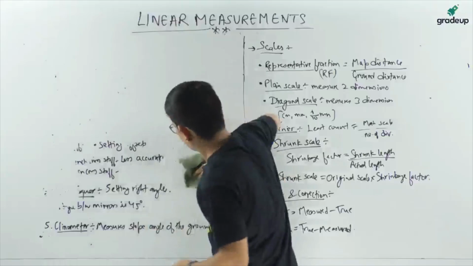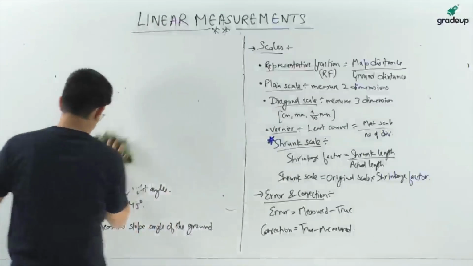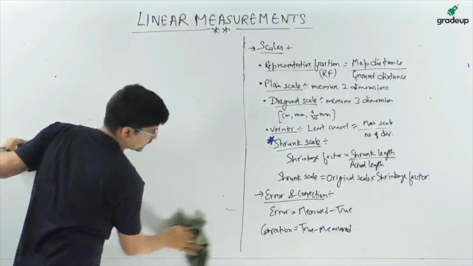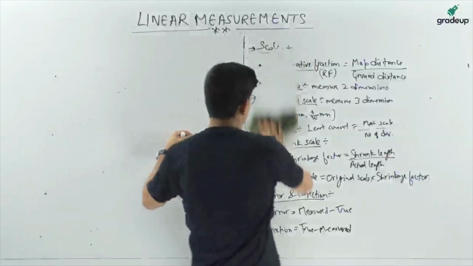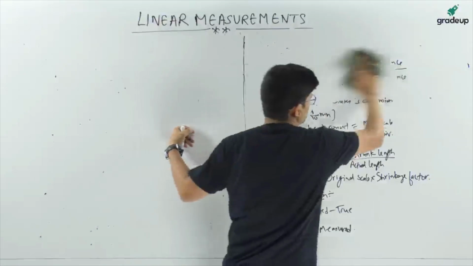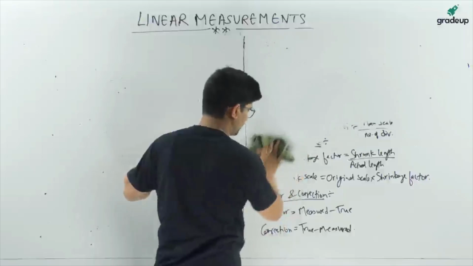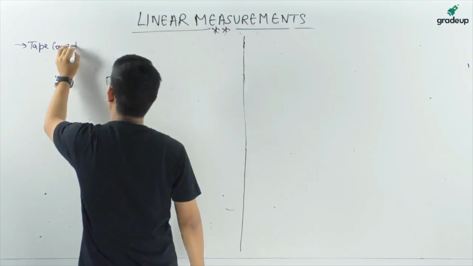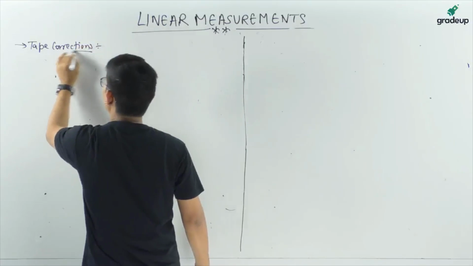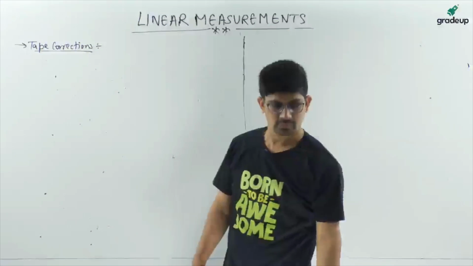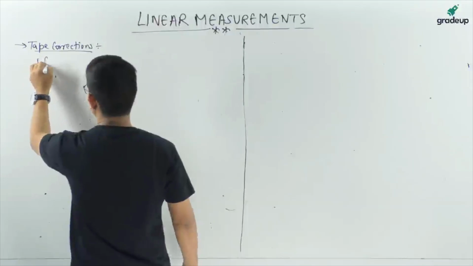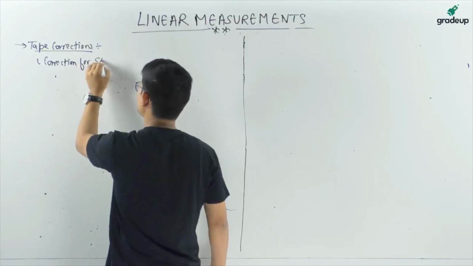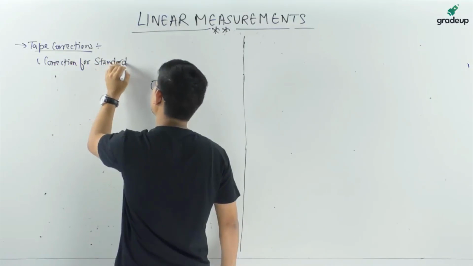tape corrections. From this chapter in objective, most number of questions will be from these tape corrections. Okay, tape correction and shrunk scale. So you should have a good and accurate idea of all the types of corrections. Tape corrections. Okay. So now the first correction is correction for standardization.